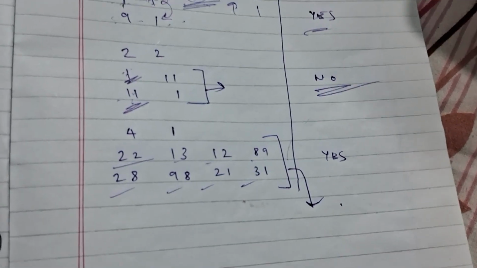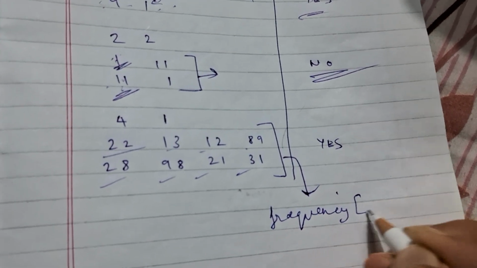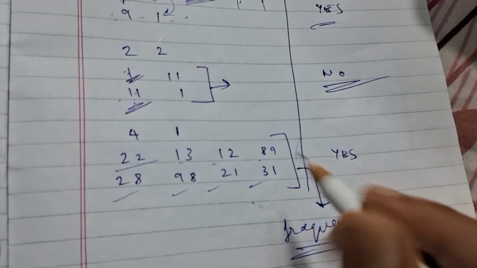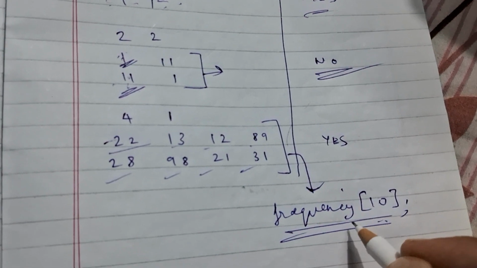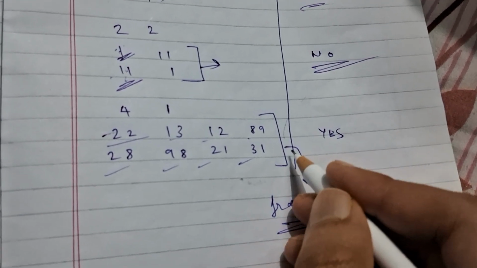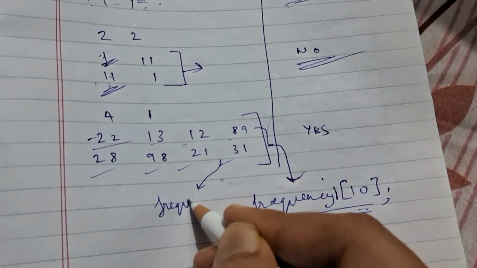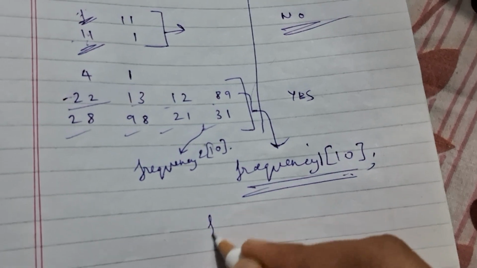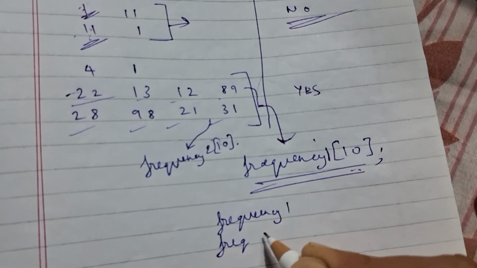What do we have to check? We have to check the frequency of all the digits. So this is the frequency array of all the digits. For this you just increase the frequency. So let's say this is frequency 1, and for this you make frequency 2. Size 10. So let's make arrays frequency 1 and frequency 2.